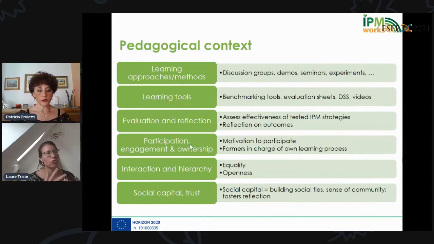So it could be discussion groups, demonstrations, seminars, experiments, could be a bunch of them. Then also some specific learning tools can be used. This could be benchmarking tools, evaluation sheets, decision support systems, and other types of tools that help the learning process of the farmers or to reflect. Then also some room for evaluation and reflection.